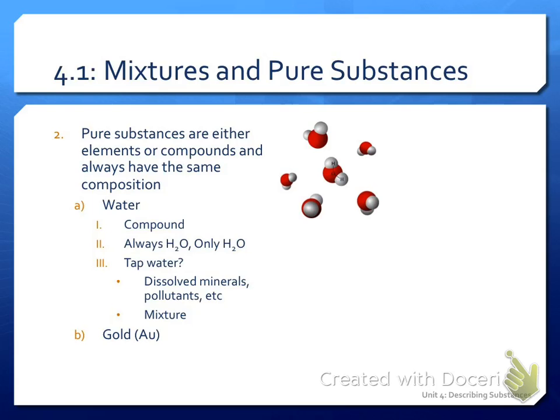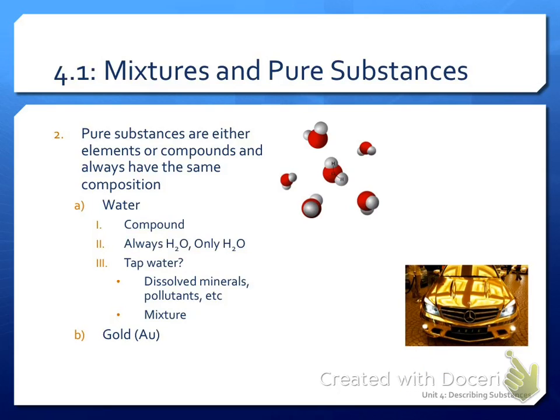Gold. Gold is a pure substance. I got a picture of a gold-plated Mercedes-Benz, which I thought was pretty sweet. Now, there are different types of gold. You've probably heard of the carats before. All right, so what do those things mean? All right, well, 24-karat gold. That is pure gold. If you have 24-karat gold, every single atom inside of that ring is a gold atom. So that's pretty expensive stuff.